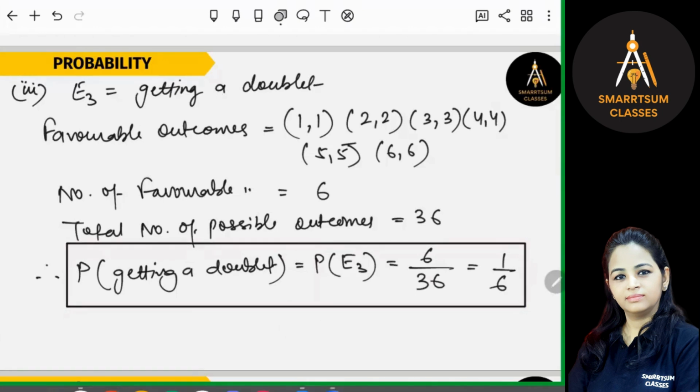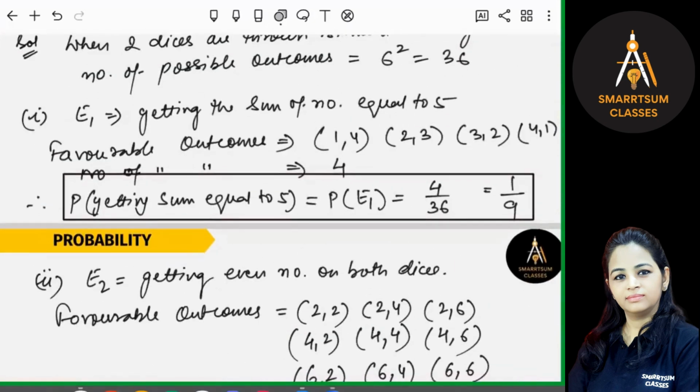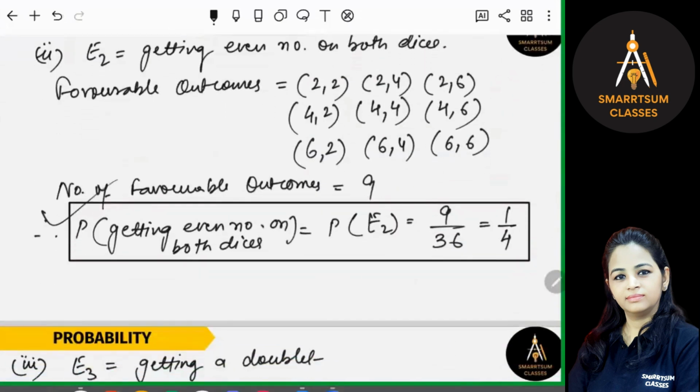Is that clear? So P(E1), means the probability of getting the sum equal to 5, is 1 by 9, the first part of the question. Then in the second part, the probability of getting an even number on both the dice is 1 by 4. This is our second part.